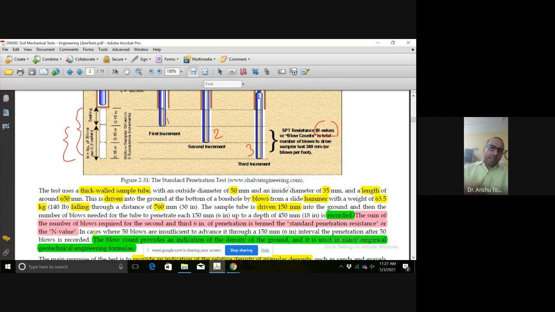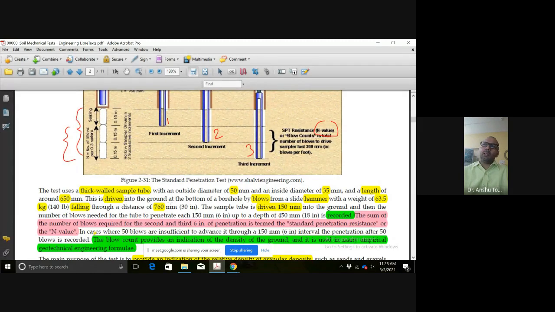So we already take out the soil from 2 to 2.5 meters using some auger, and whatever length of the rod is available, although it is going to be standard. Let us say it is a 2 meter rod which we are going to use for our particular SPT.